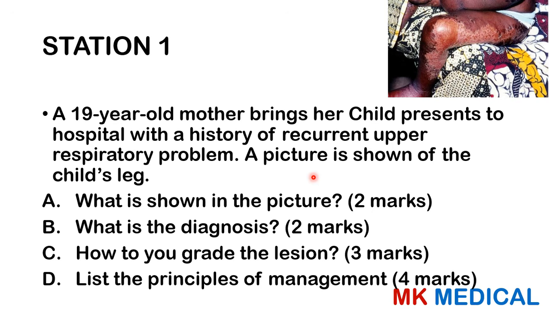A 19-year-old mother brings her child to hospital with a history of recurrent upper respiratory problems. A picture is shown of the child's legs. What is shown in the picture? What is the diagnosis? How do you grade the lesion? List the principles of management. So this is the picture here on the upper right corner, and this is the typical history that you are actually given. So you may pause the video right now. And here comes the answer.